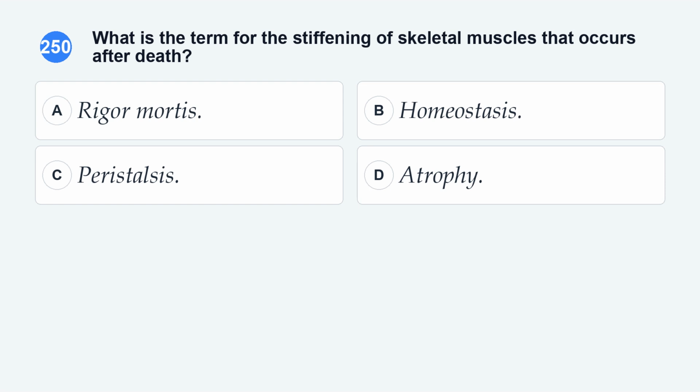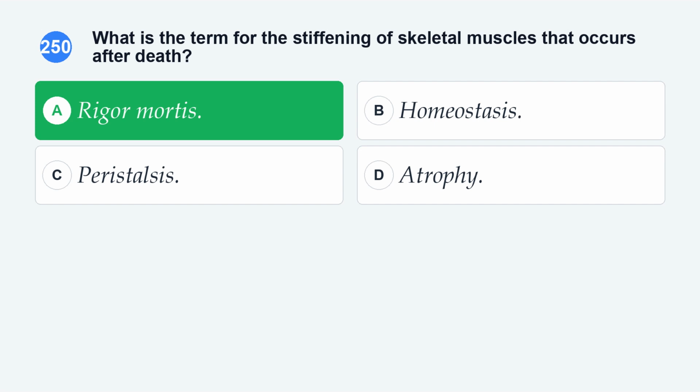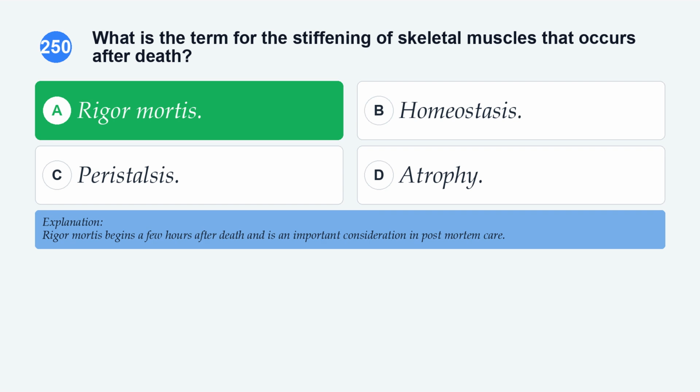Question 250. What is the term for the stiffening of skeletal muscles that occurs after death? Option A, rigor mortis. Option B, homeostasis. Option C, peristalsis. Option D, atrophy. The correct answer is option A, rigor mortis. Explanation. Rigor mortis begins a few hours after death and is an important consideration in post-mortem care.